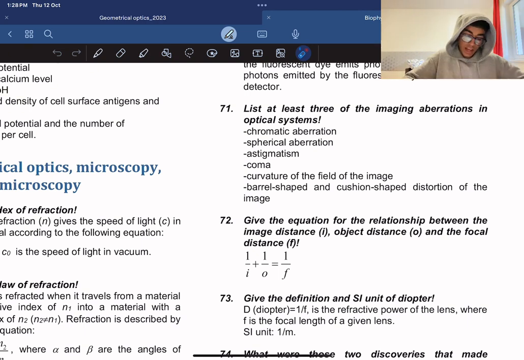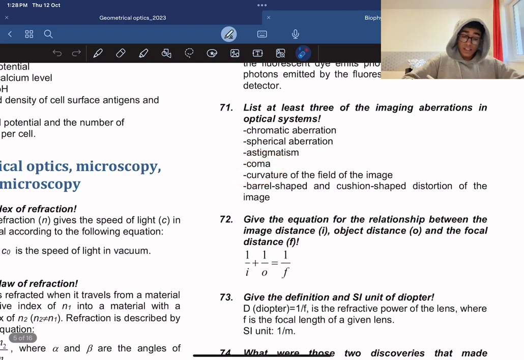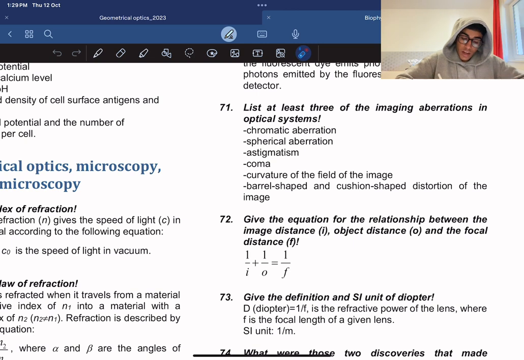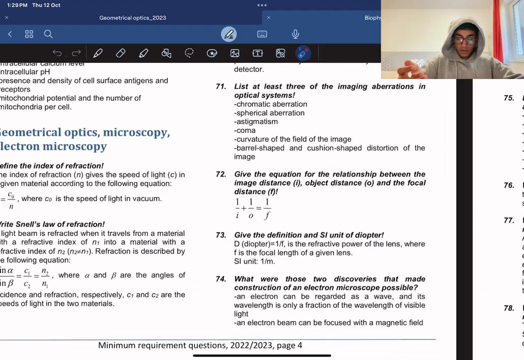Then, coma is basically light splitting up. So you keep your object here and your light splits up into its component wavelengths. Curvature of the field of the image, barrel shape and cushion shape distortion of the image, that we learned about, barrel shape, cushion shape, fish eye. Chromatic aberration is again splitting of light. Spherical aberration is when your lens is not spherical enough, so it won't form a proper image. I hope that covers it.